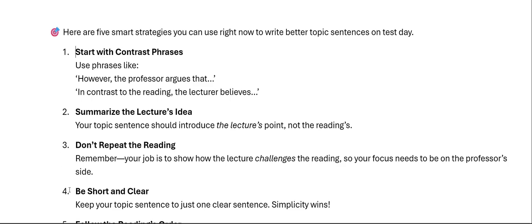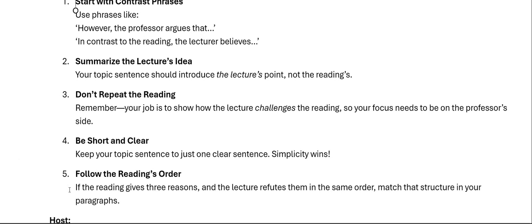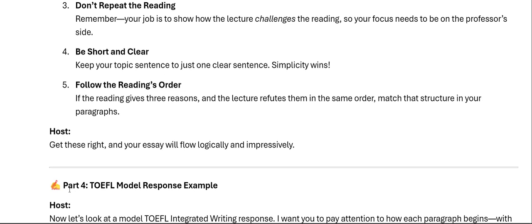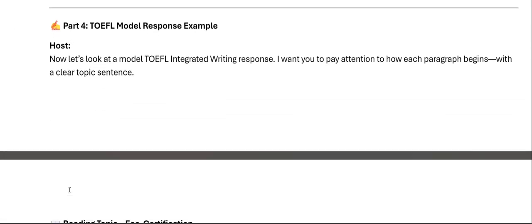Number 4, be short and clear. Keep your topic sentence to just one clear sentence. Simplicity always wins. Number 5, follow the reading's order. If the reading gives 3 reasons and the lecturer refutes them in the same order, match that structure in your paragraphs. If you can get these right, your essay will flow logically and impressively.